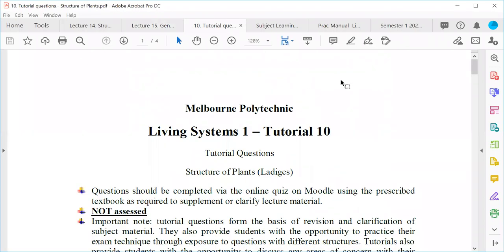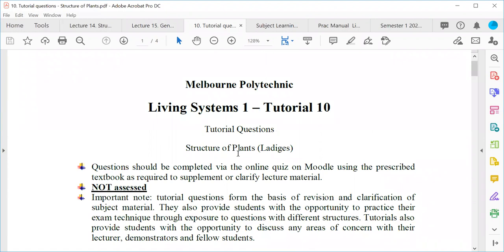All right, so here's the tutorial just based on the structure of plants lecture tonight. These questions are not assessed, but of course they're still very, very important to cover at some stage before the final exams.